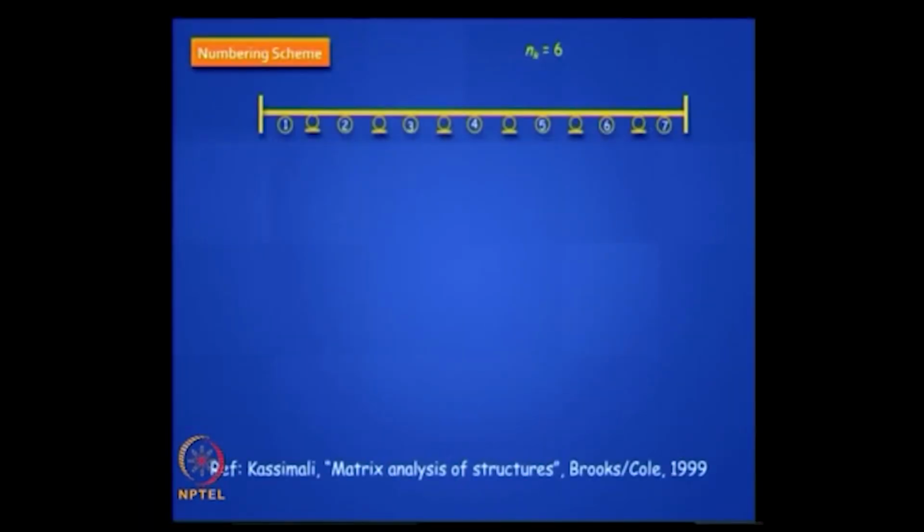Take a look at this. I am showing you 3 examples from a very good book by Qasim Ali, where he shows how we can do the numbering of the global coordinate system in an optimal way. Here I have shown you a continuous beam, a 7 span continuous beam: 1, 2, 3, 4, 5, 6, 7. How many degrees of freedom do we have? What is the degree of kinematic indeterminacy? 1, 2, 3, 4, 5, 6.